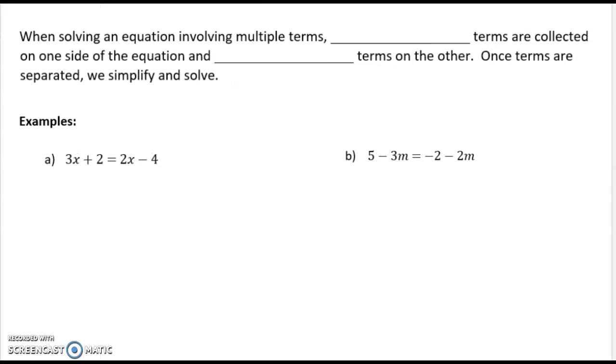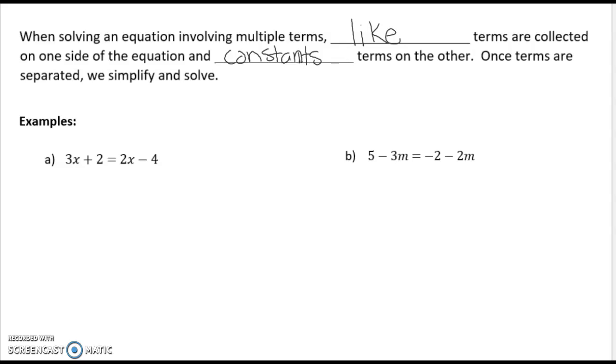Next, when solving an equation involving multiple terms, like terms are collected on one side of the equation. Remember I said like x's or y's or m's are on one side, and constant terms on the other. Once terms are separated, we simplify and solve.